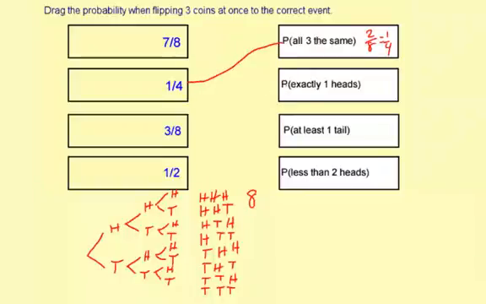Now let's look at the next possibility, probability of exactly 1 heads. So that could happen, let's see, with heads, tails, tails, tails, heads, tails, or tails, tails, heads. So that's 1, 2, 3 possibilities out of 8. So this one is 3/8.